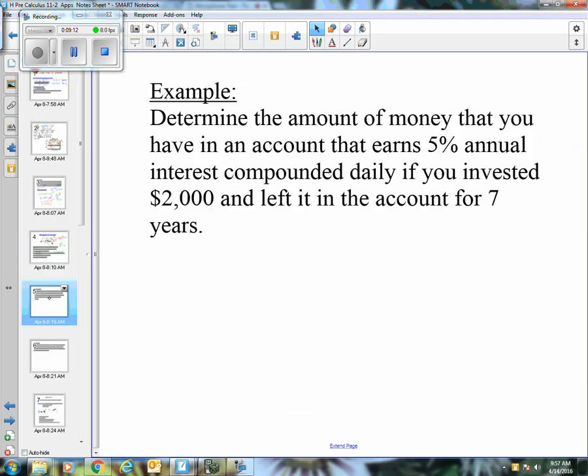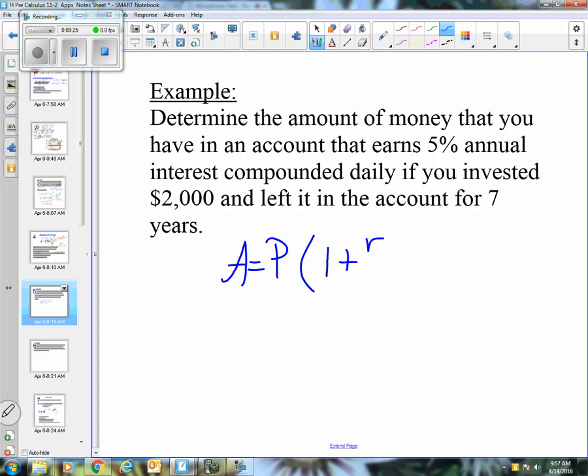So I want to try a couple different scenarios with this just so you can understand really why the numbers are doing what they do. So determine the amount of money that you would have in an account that earns 5% interest compounded daily if you invest $2,000 and it's left in the account for 7 years.